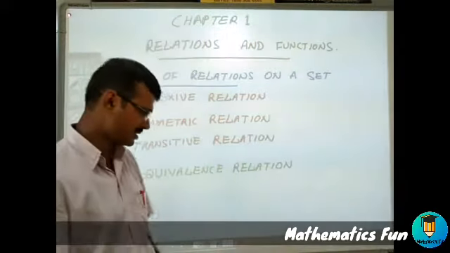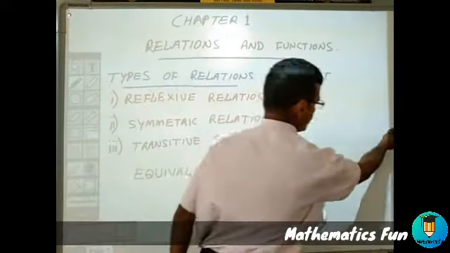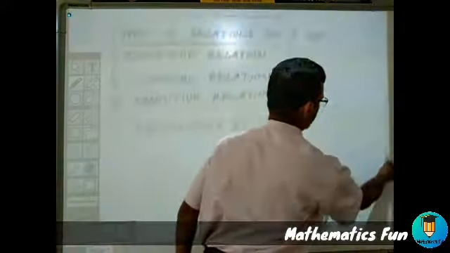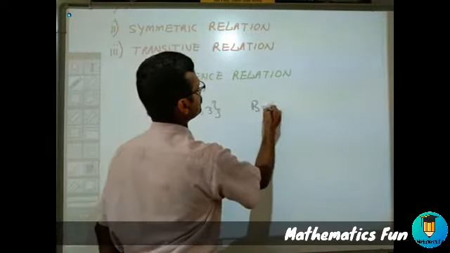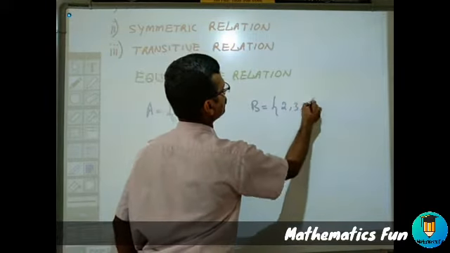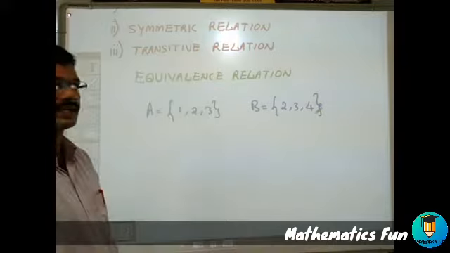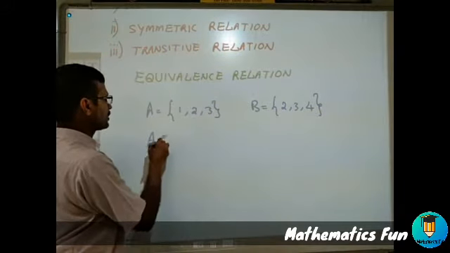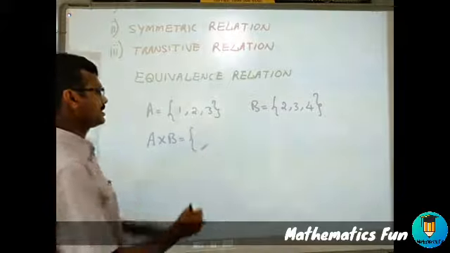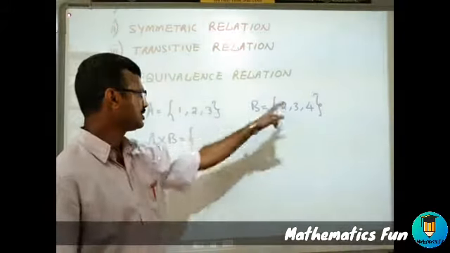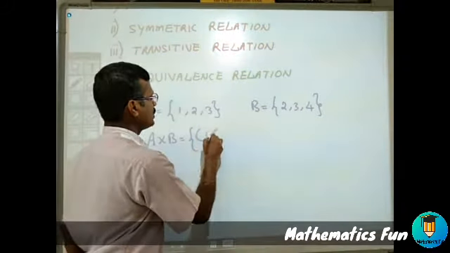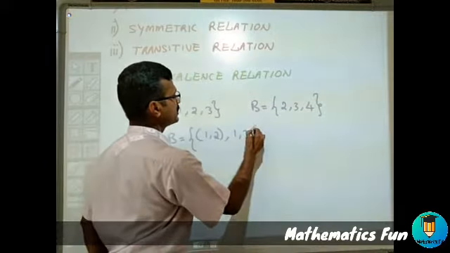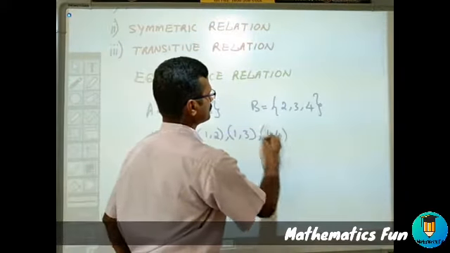So let us consider an example for cross product. Let A be a set given as {1, 2, 3} and B equal to the set {2, 3, 4}. Then we can write A cross B, that is the Cartesian product A cross B, as (1, 2), (1, 3), (1, 4), and then similarly for 2.